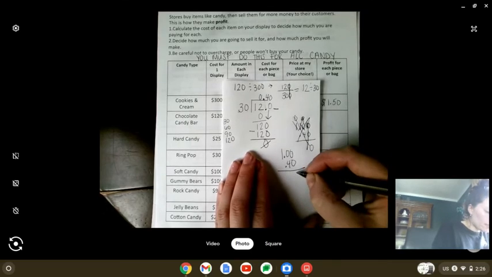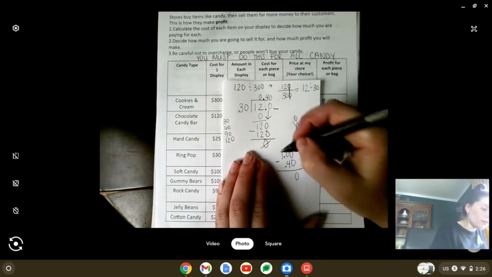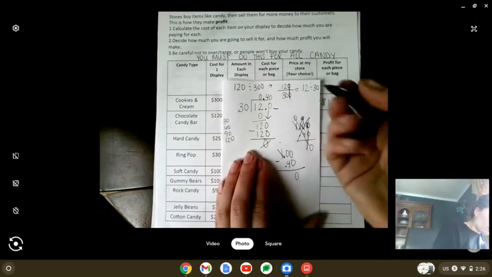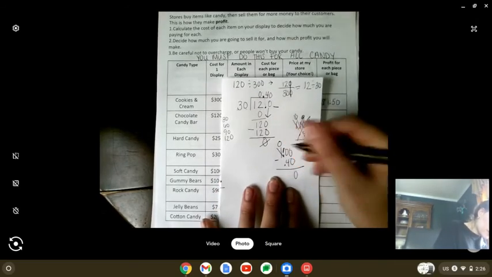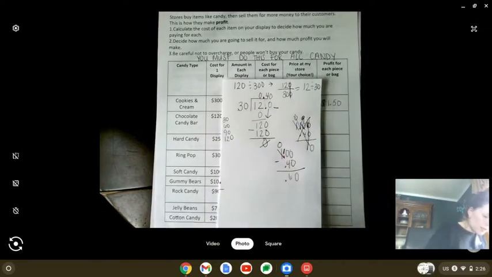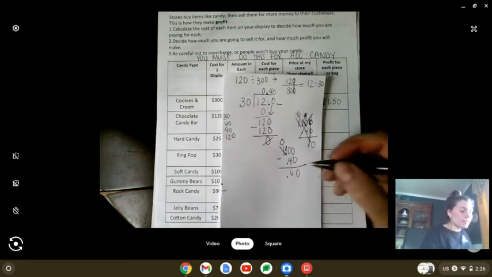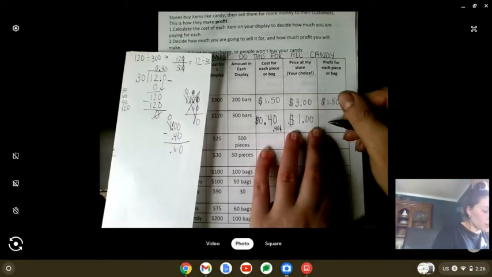Okay, here we go. 0 minus 0 is 0. Got to borrow. 0, 10, 6. So I make 60 cents on one candy bar, chocolate candy bar.